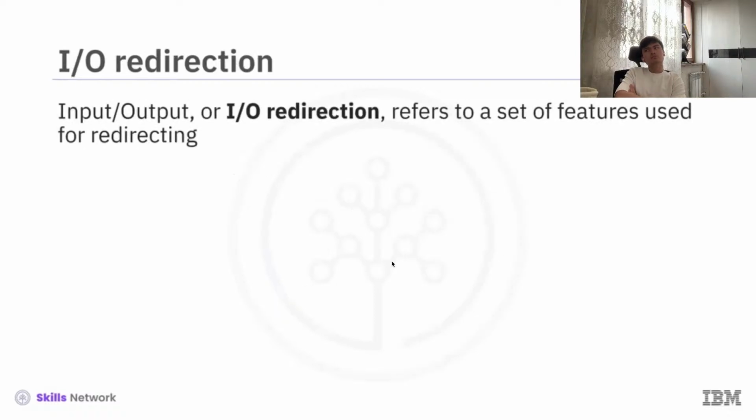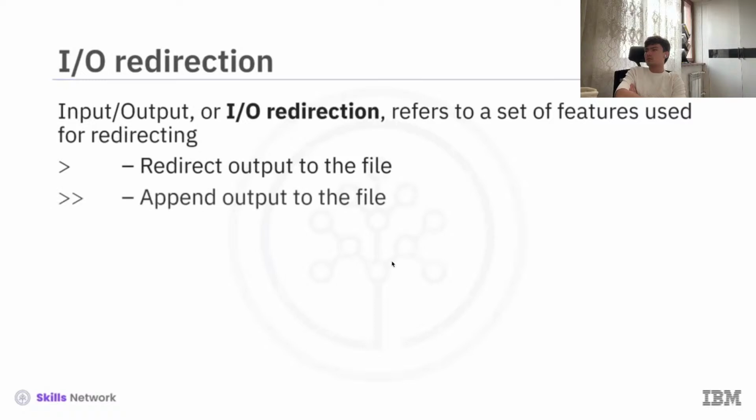Input-output, or I/O redirection, refers to a set of features used for redirecting either the standard input, the keyboard, or the standard output, the terminal. The greater than symbol is used to redirect the standard output of a command to a file. It also creates the file if it doesn't exist, and overwrites its contents if it already exists. You can avoid overwriting by using the double greater than symbol, which appends the output to existing content.